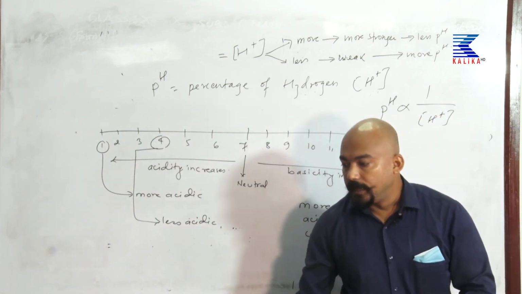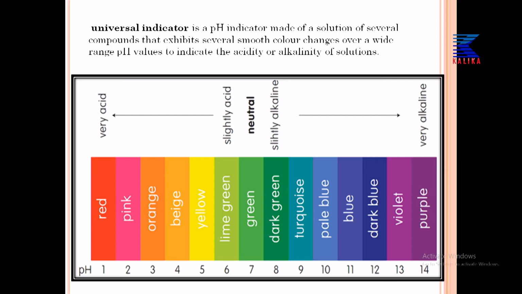Slide please. In the slide we describe the universal indicators and the pH range. Here you can see that the universal indicator is a pH indicator which is made from different compounds that exhibit several smooth color changes over a wide range of pH values to indicate the acidity or alkalinity of the solution. That means it is a mixture of different indicators. It does not only change the color, but it also shows the strength of given substances.